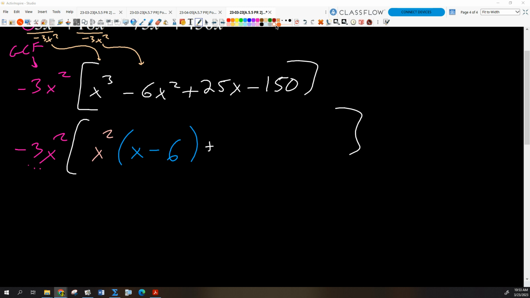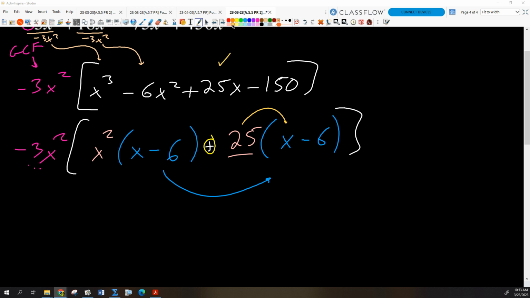Okay, good. Yeah, can't forget that plus. Put the plus in the middle. And we're going to scoot this guy over. Okay, and then we ask ourselves, could that happen? Could it happen? Well, what would have to go there? 25. And let's check it. 25, if I distribute it there, I get 25x. If I distribute it to the negative 6, I get minus 150. It works. Okay, so factoring by grouping worked.